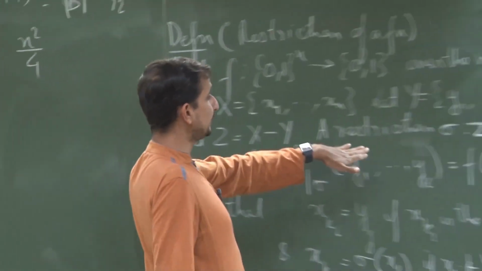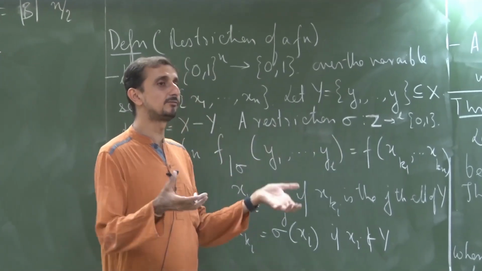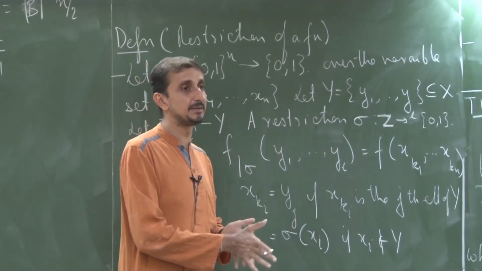Well, no, it cannot be more, it can be less actually. It can be less because two different restrictions can give the same subfunction.